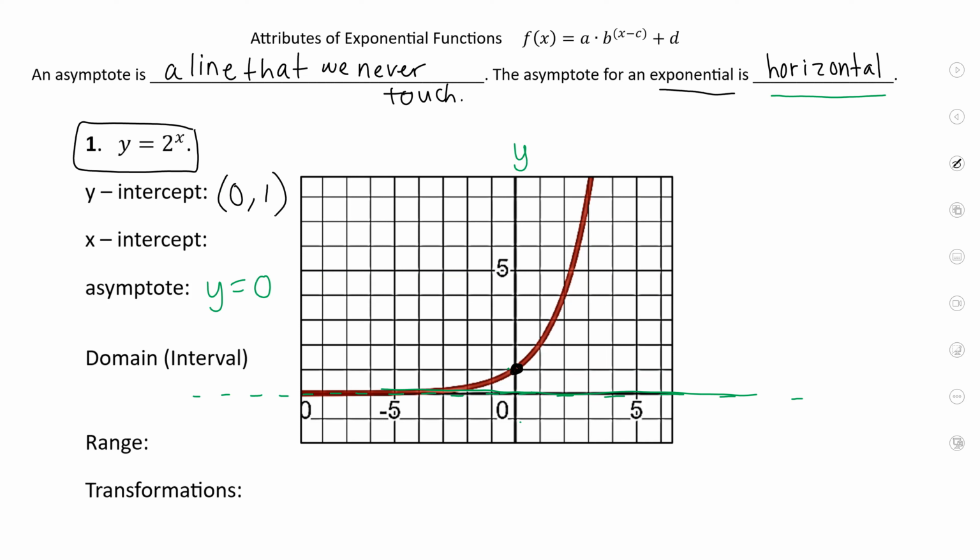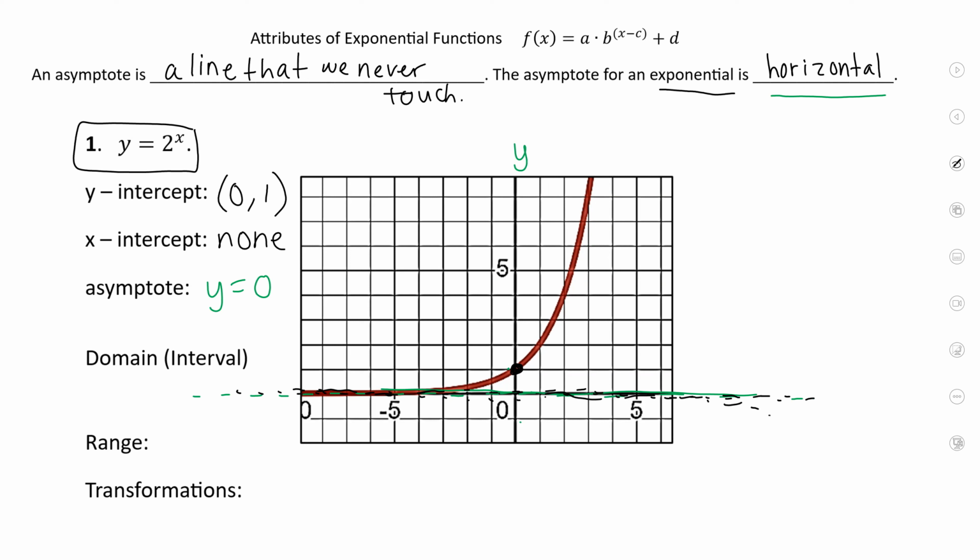Let's talk about the x-intercept. We just said that an asymptote is a line that we cannot touch. So will this graph touch the x-axis? No, because there's an asymptote right there. You cannot touch that, okay? So for x-intercept, I'm going to put none. It will not touch this line down here because that's an asymptote. There is no x-intercept because there's an asymptote on the x-axis. You cannot touch an asymptote.